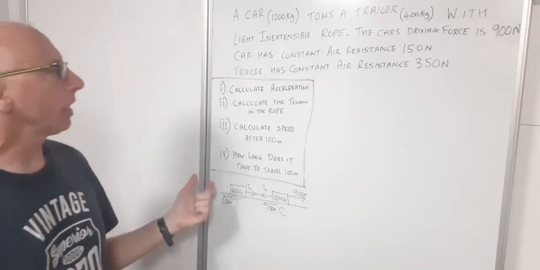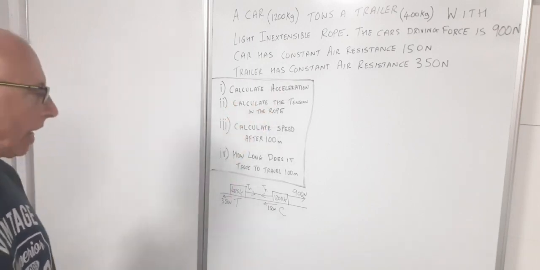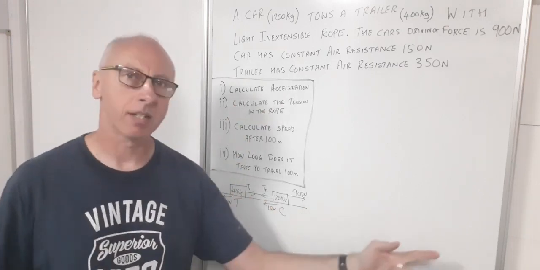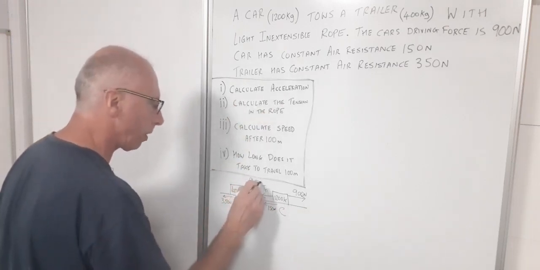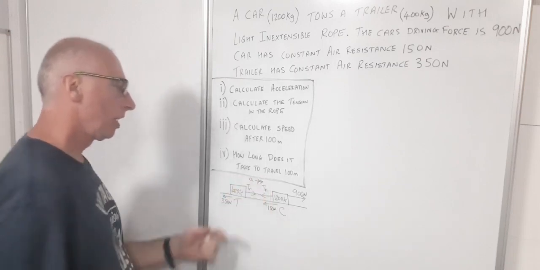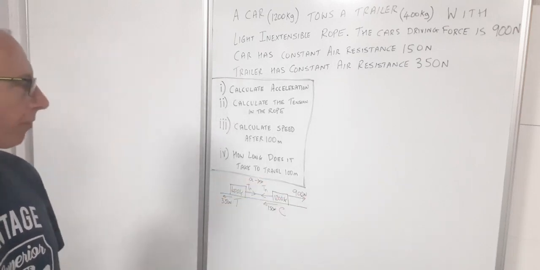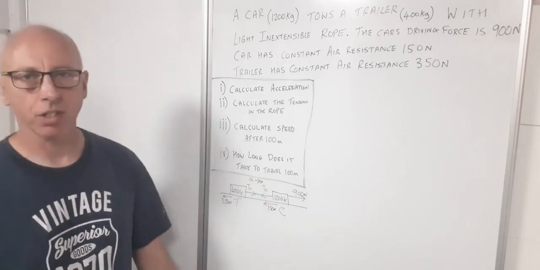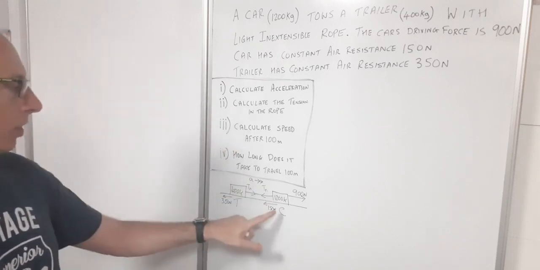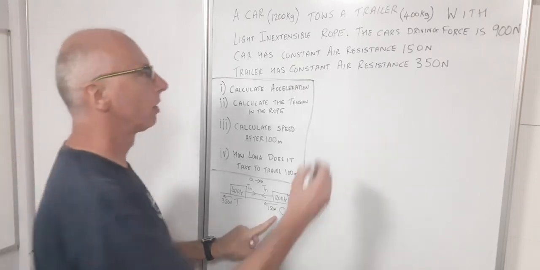Now the one thing we need now, as we've got acceleration, as this is accelerating in this direction, we need to put just a marker here to let us know where our acceleration is, and that's going in this direction. Okay, now let's calculate the acceleration and the tension in the rope. So first of all, let's look at the car.